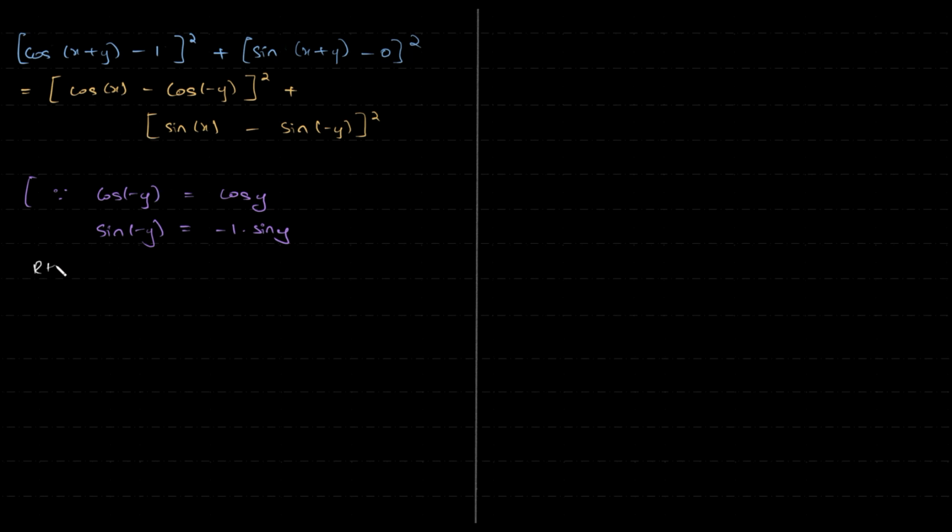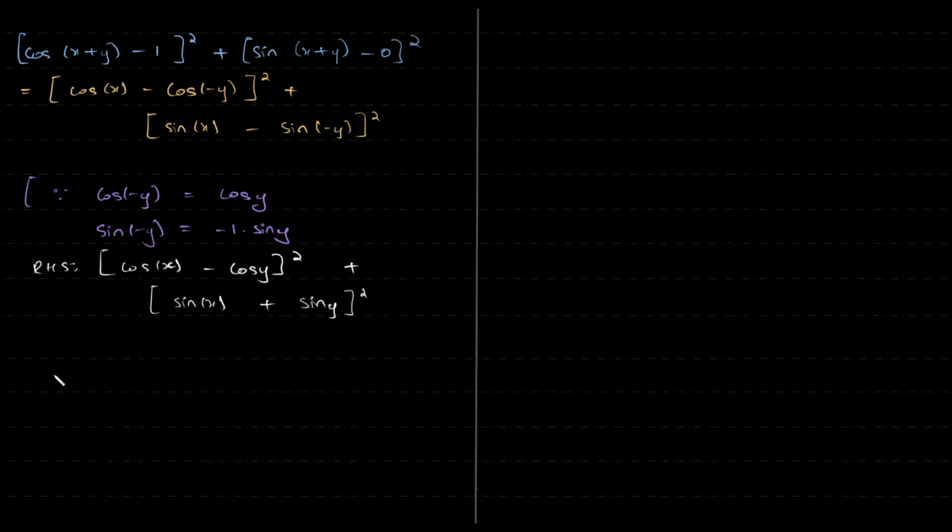So the RHS term will become cos of x, this will not change, while this will become minus cos of y the whole square, okay, plus sine of x. So sine of minus y is minus of sine y, so minus of minus is plus sine y the whole square, okay. And now we have the entire expression.